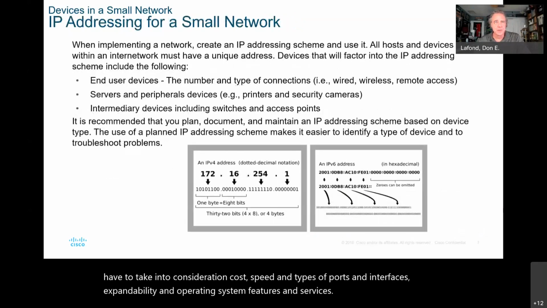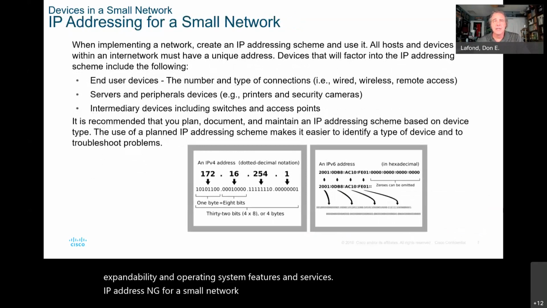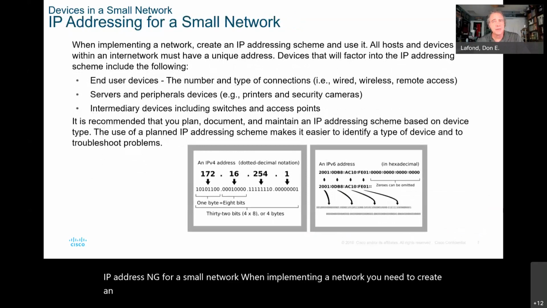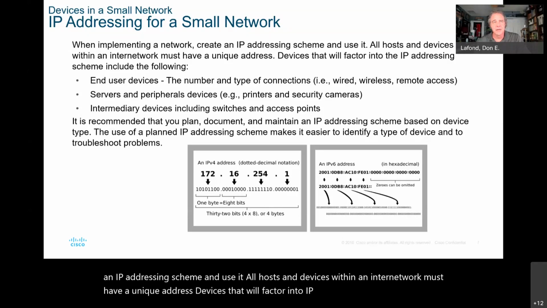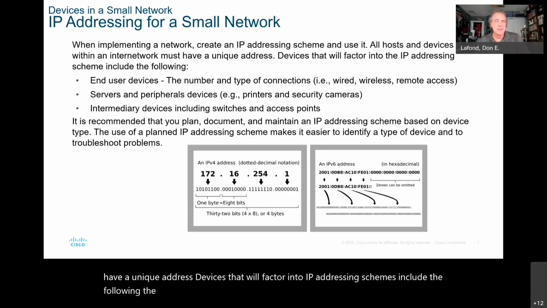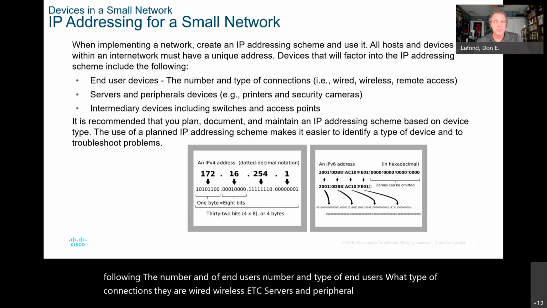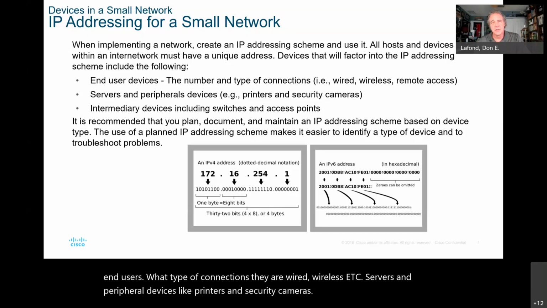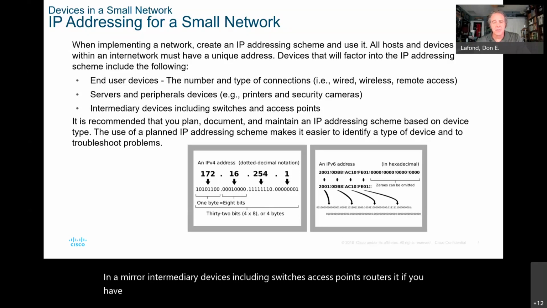IP addressing for a small network. When implementing a network, you need to create an IP addressing scheme and use it. All hosts and devices within an internetwork must have a unique address. Devices that will factor into IP addressing schemes include the following: the number and type of end users, what type of connections they are, wired, wireless, etc., servers and peripheral devices like printers and security cameras, and intermediary devices, including switches, access points, and routers, if you have any routers that are below the edge router.